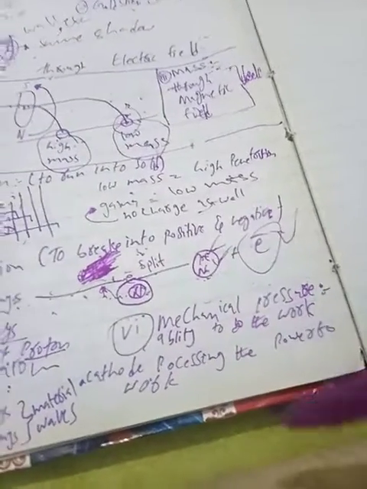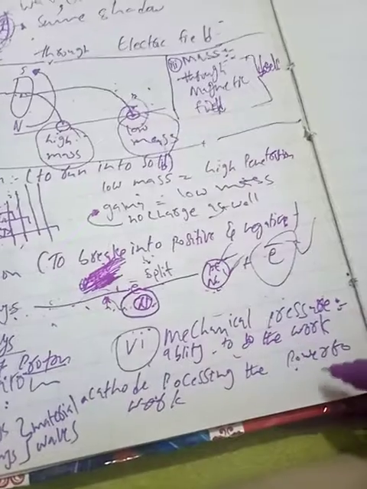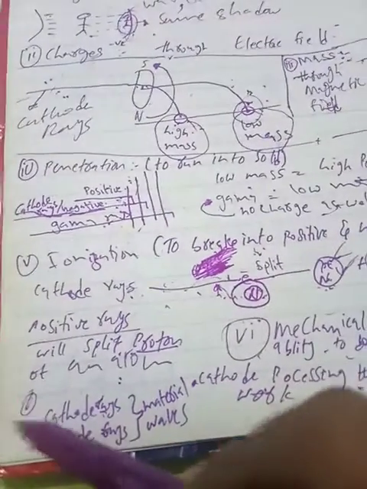Here we got another property, which is mechanical pressure, and it is defined as the ability to do work. Cathode rays possess the ability to do work, and it is because cathode rays are a material wave. So we have two material waves: one is cathode and the other one is anode, or you may say positive rays. So this was today's lecture.